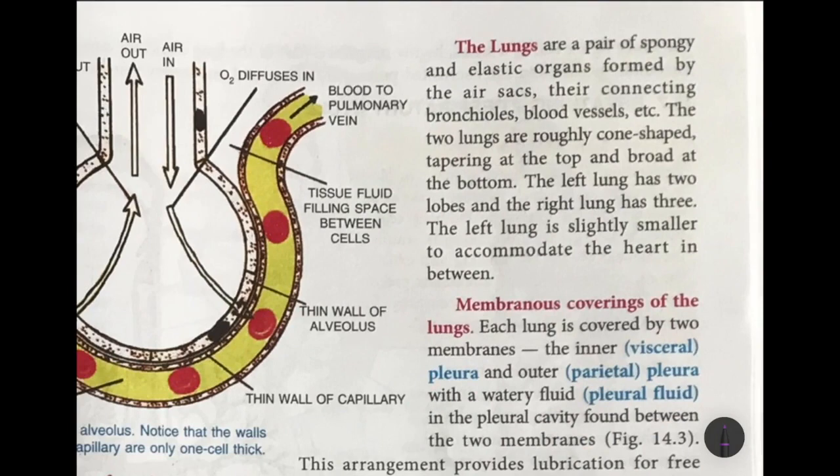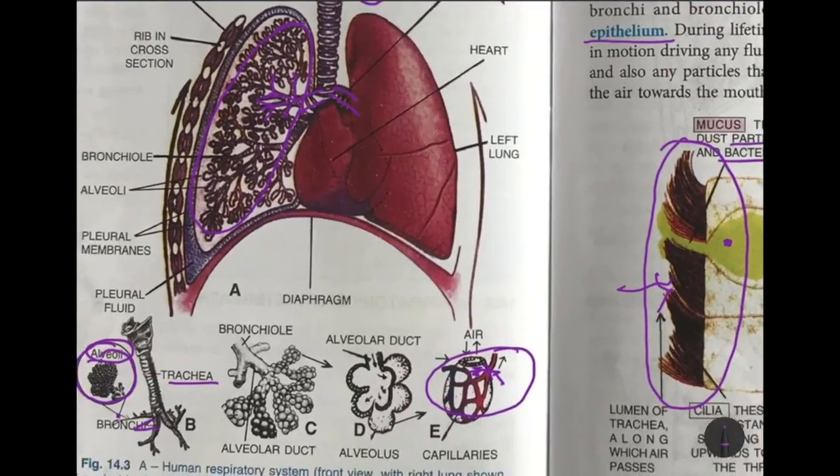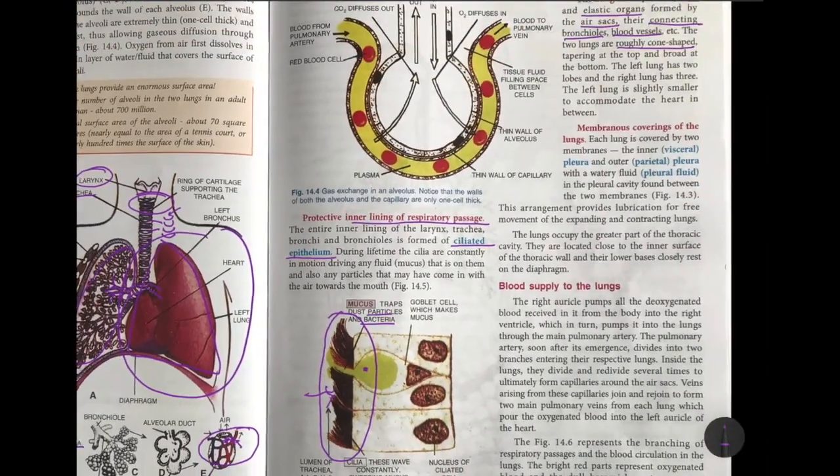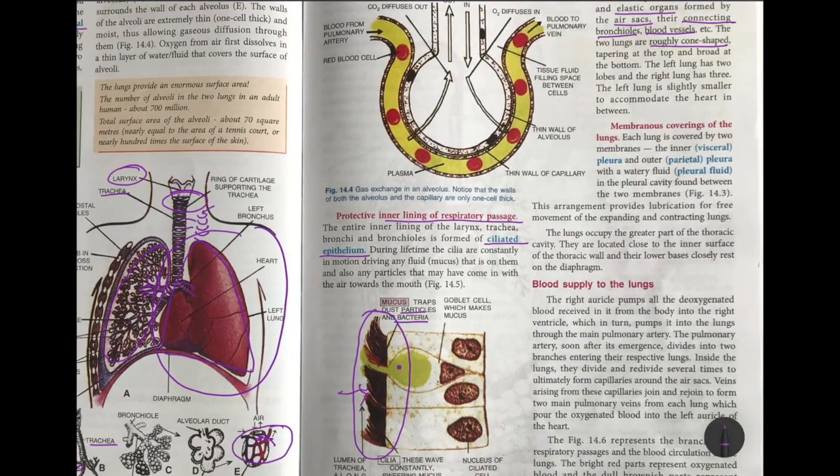Next we come to the lungs. It is a pair of spongy and elastic organs formed by the air sacs, connecting bronchioles and blood vessels. We have two lungs, the left lung and the right lung. They are roughly cone shaped, as you can see in this diagram. This is the lung, roughly triangular in shape. And remember children, it is tapering at the bottom, this part.